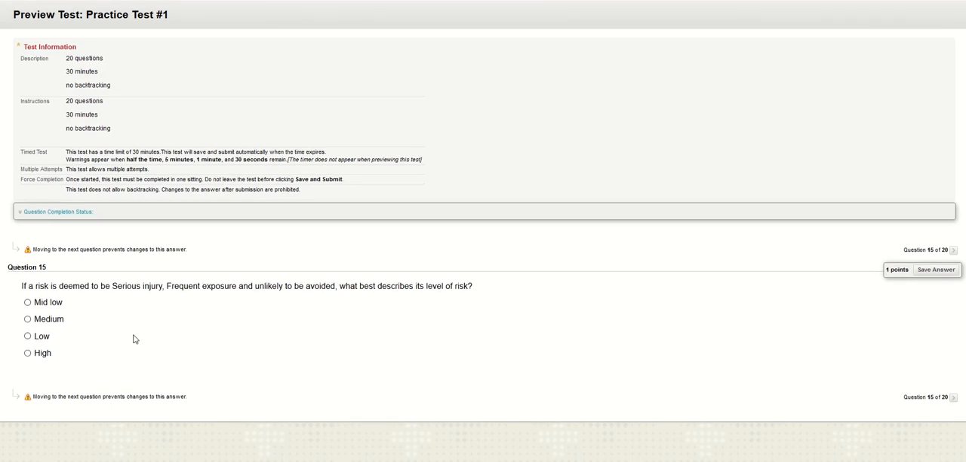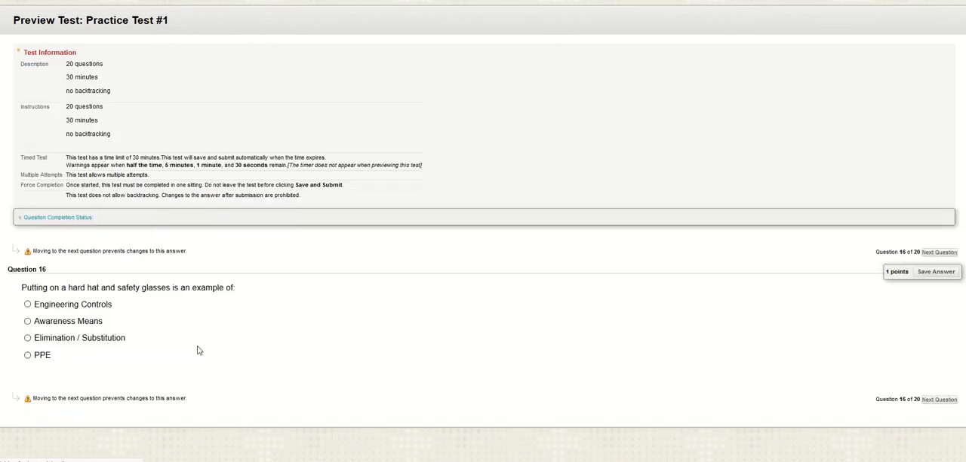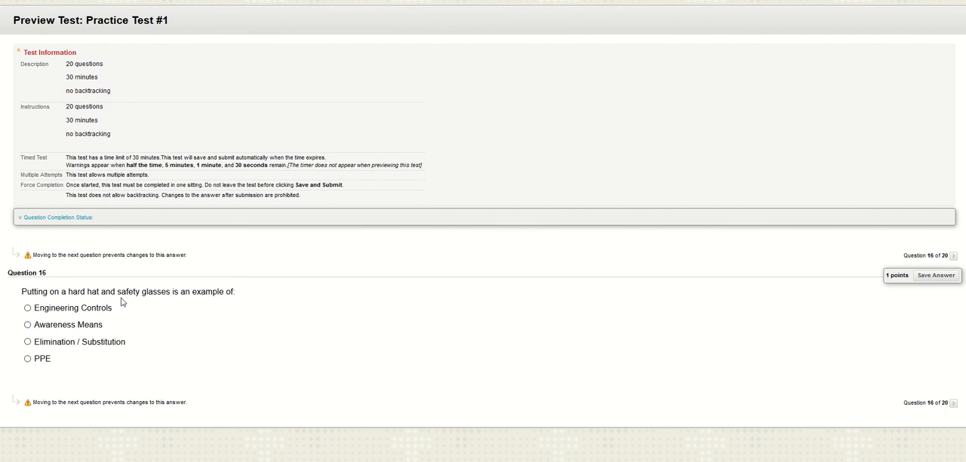If a risk is deemed to be a serious injury, frequent exposure, and unlikely to be avoided, what best describes its level of risk? This one we should have had the chart with it. Serious, frequent, and unlikely, that is high. Putting on a hard hat and safety glasses is an example of PPE.